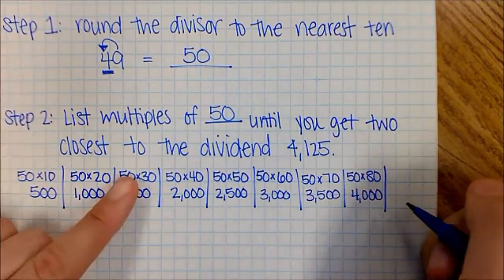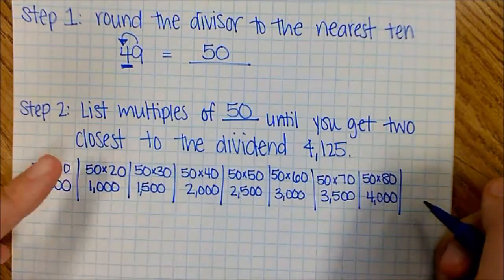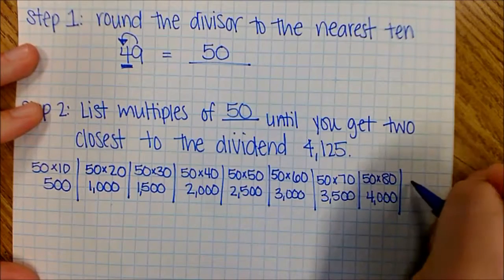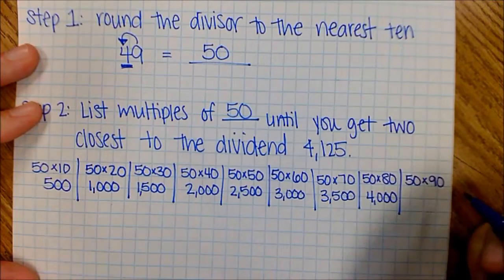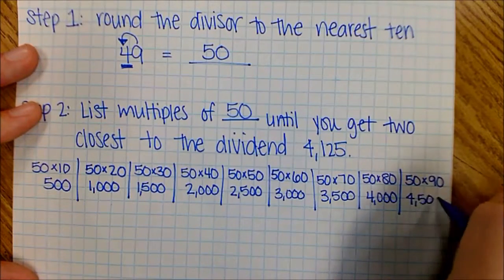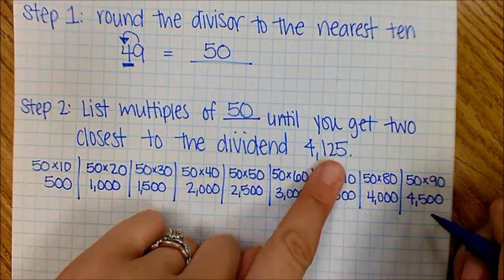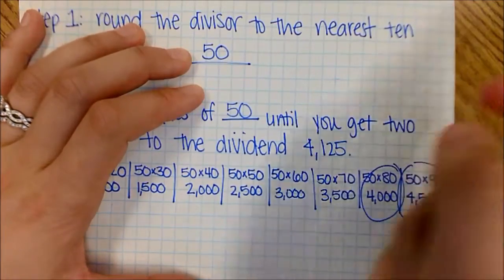All right, my step 2 though says list two multiples that are closest to the dividend. So this one's close, so let's try to find the next one that's close. 50 times 90. 50 times 90 gives me 4,500. Okay, so I have 4,000, and then I have 4,500. Those are both really close to my dividend.